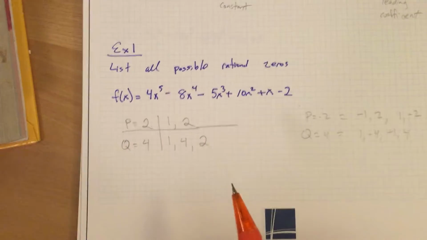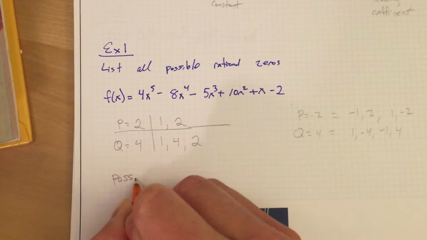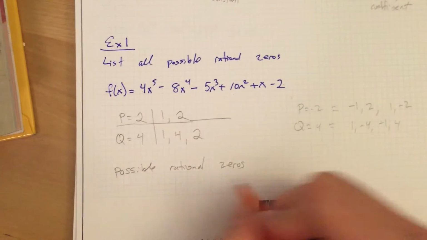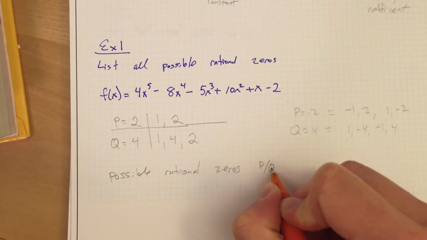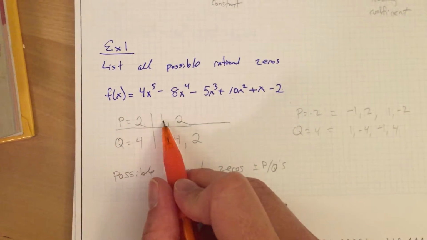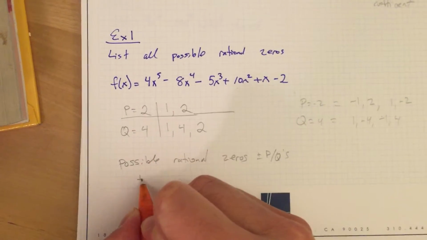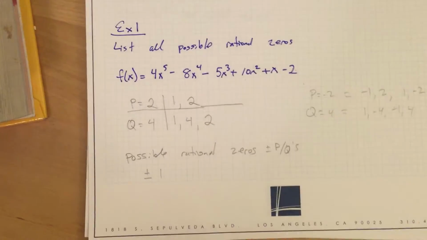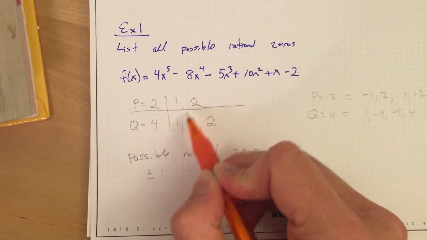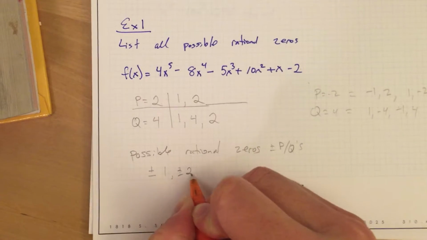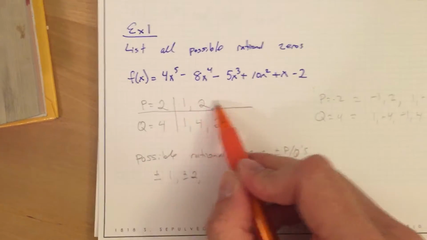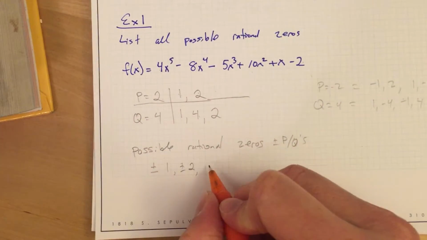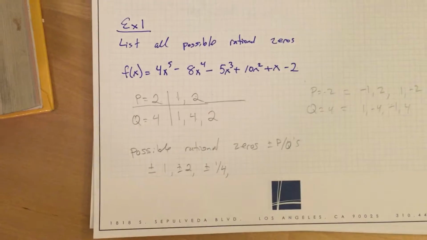So how to list all your possible rational zeros. Possible rational zeros, P's and Q's, plus or minus. You're going to take every P divided by every Q and put a little plus or minus in front of it. So let's take our 1. 1 divided by 1, simplify it, gives you 1. And let's take our 2. 2 divided by 1, so plus or minus 2. Boom. There are no more numbers on the top that I have to divide by 1, so I move on to the next number. So 1 divided by 4, so plus or minus 1/4.